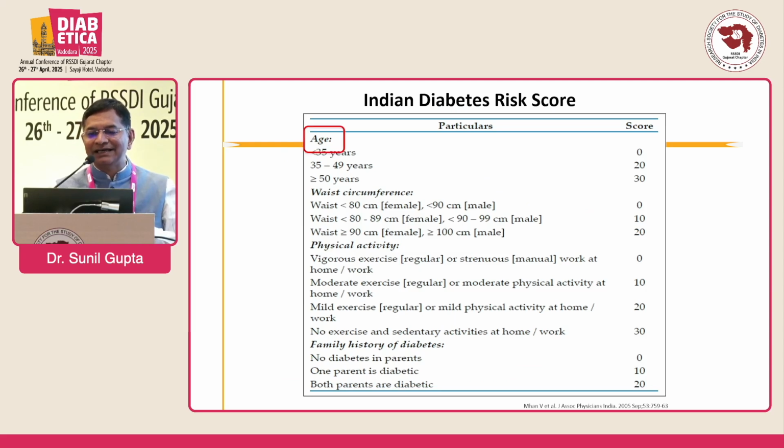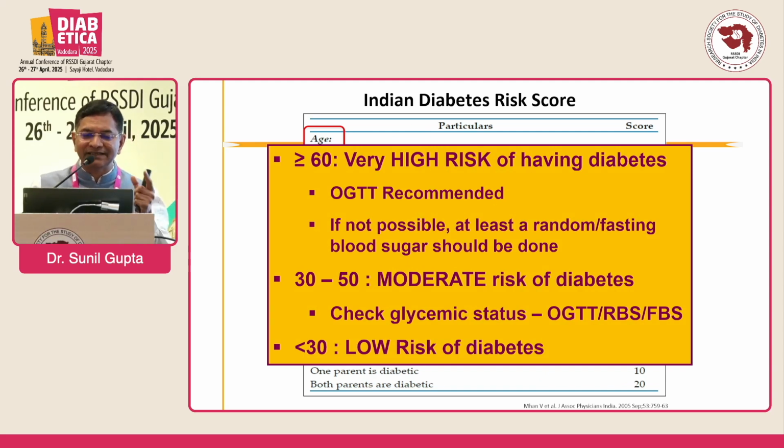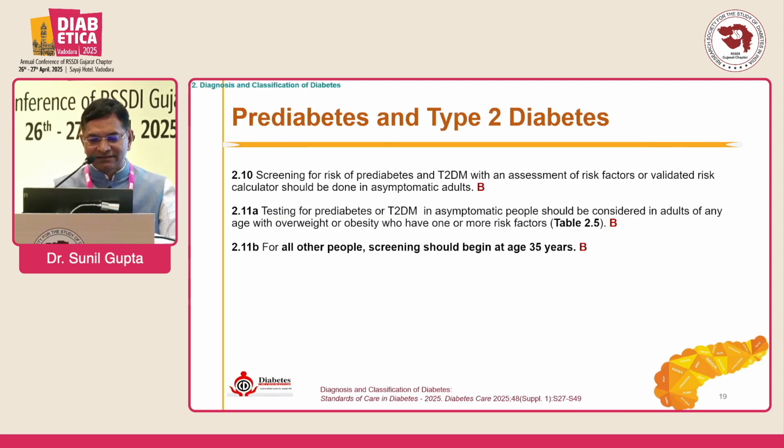You also have the IDRS score, which includes age, waist circumference, physical inactivity, and family history. If your score is more than 60, it is very high risk; 30 to 50, moderate risk; less than 30, low risk. I put myself through the scoring, and I come to the second, the moderate risk. Unfortunately, I'm not as lucky as low risk here.